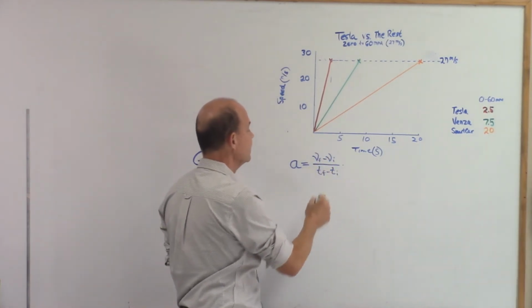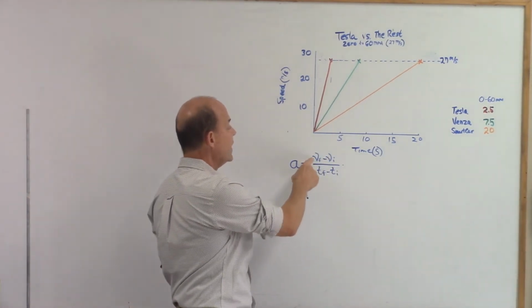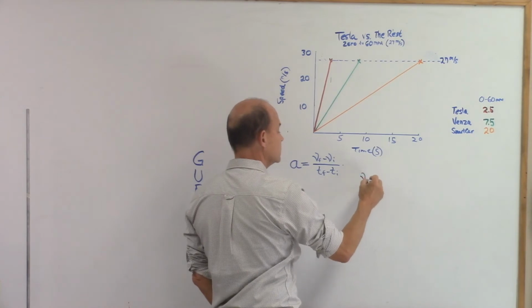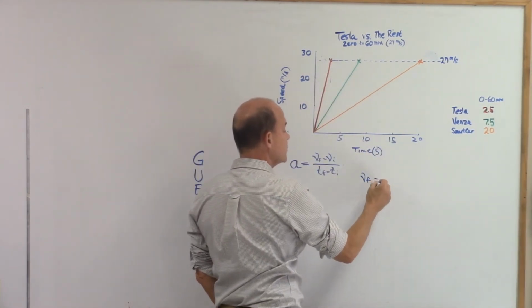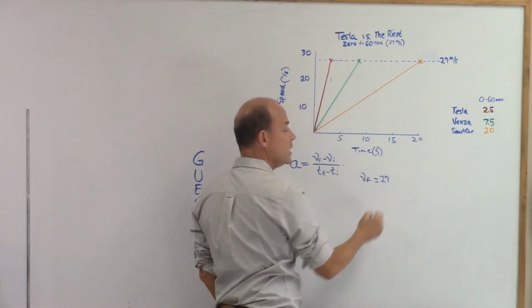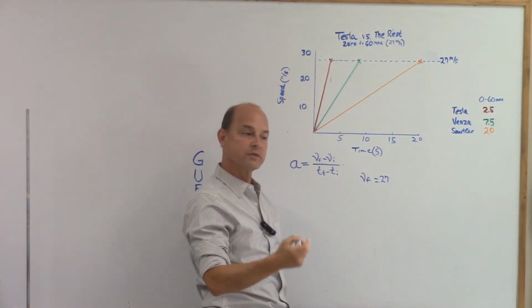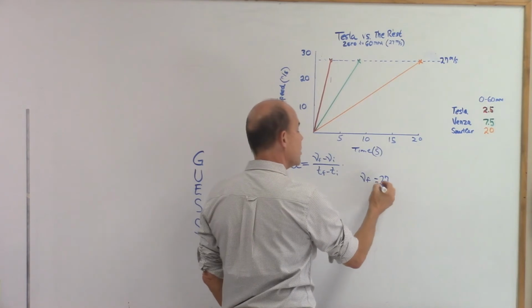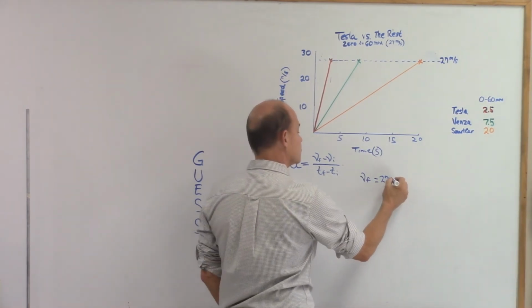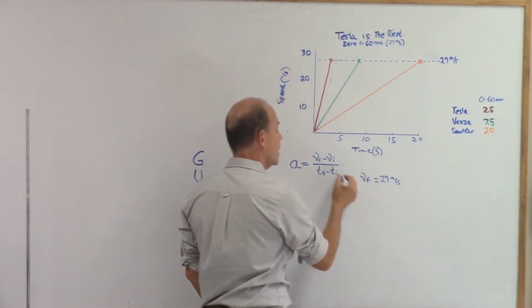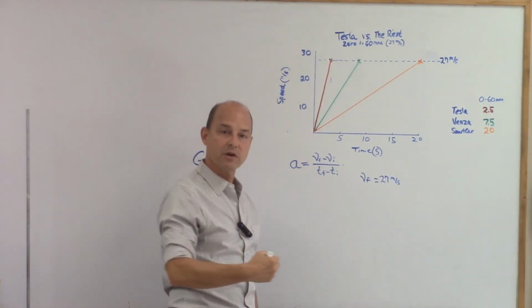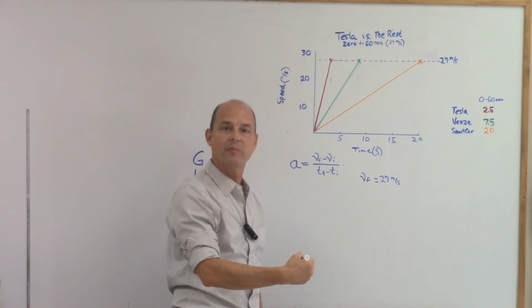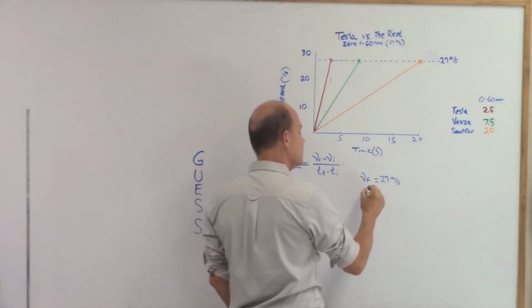So let's see if we can define some of these. Our final velocity is always going to be 27 meters per second, because that's what the cars are doing. They're going from 0 to 27 meters per second. So that's our final speed. Our initial speed, before the cars start moving, well, they're not moving yet, so their initial speed is 0.